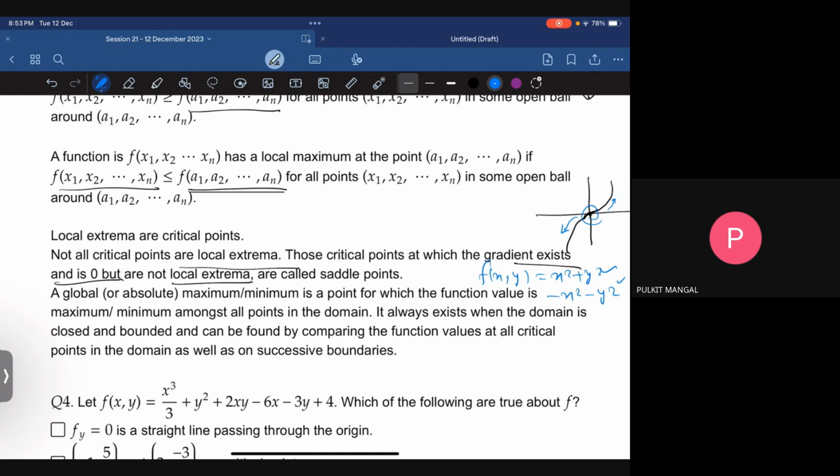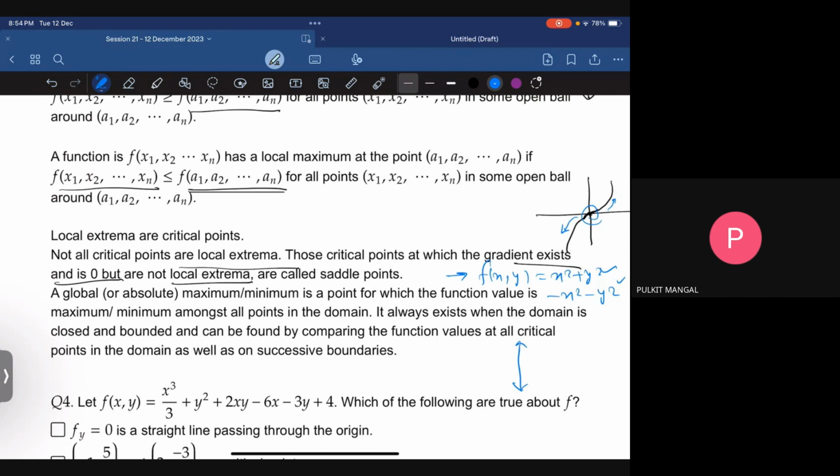But it always exists when my domain is closed and bounded. That means if I can bound my function, then it always exists. But if I don't bound it, then we cannot find it. Just like for this case.